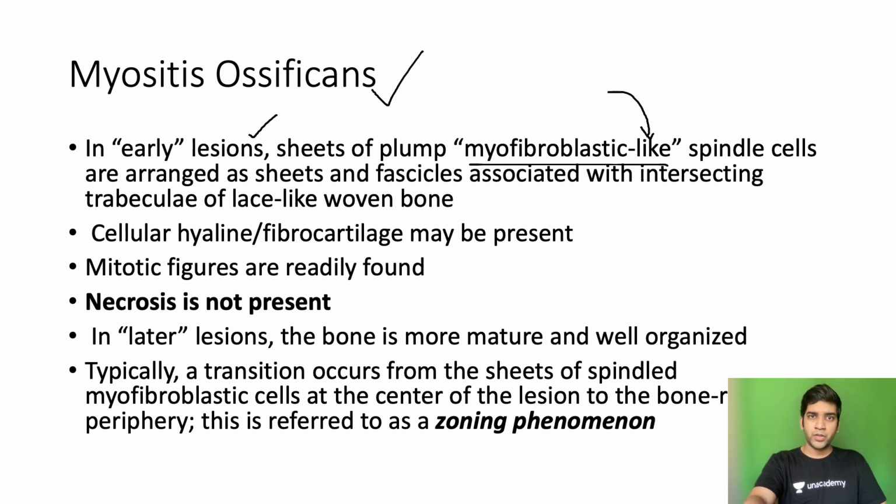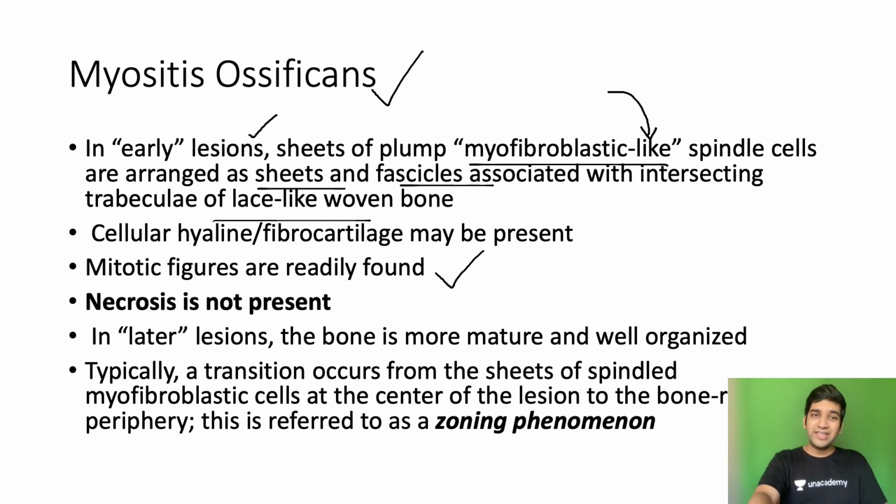This is very important. So for me to diagnose myositis ossificans, I have to know how a myofibroblastic cell looks: plump nuclei with lots of pink cytoplasm. It might be arranged in sheets or fascicles, intersecting or in lace-like woven bone. That's fine. Hyaline fibrocartilage can be present because cartilage ossifies into bone, right?